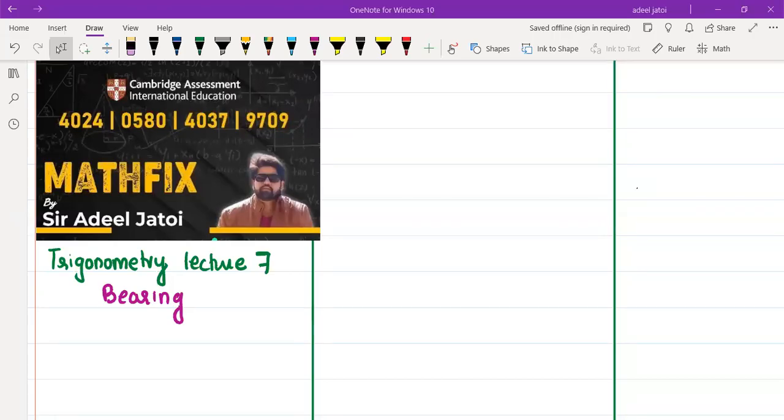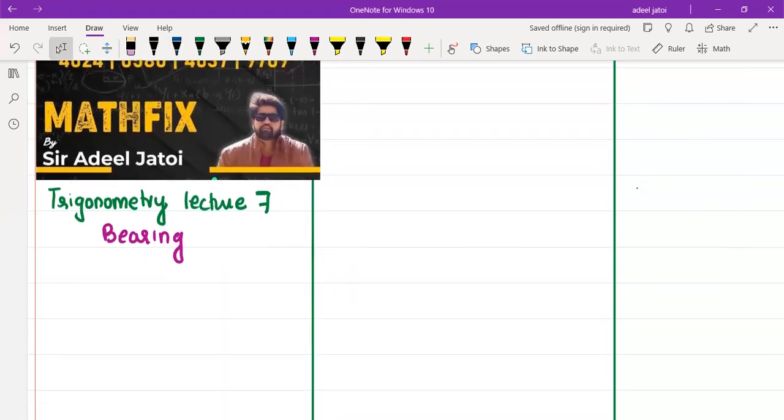Trigonometry lecture 7, bearing. Now, bearing can come individually as a question, or it can come through trigonometry. Normally, it is with trigonometry. Now, moving on, what is bearing?